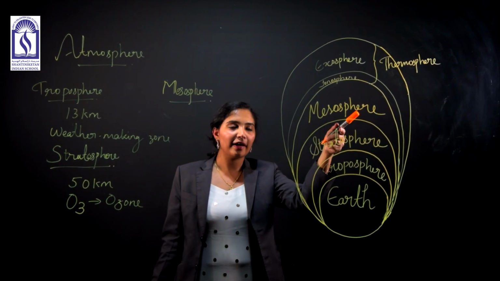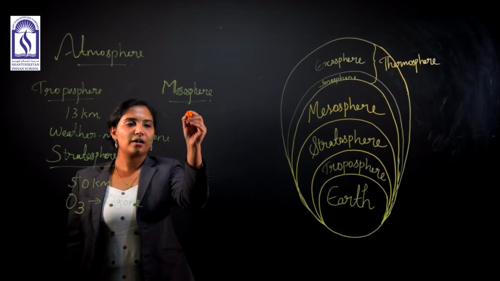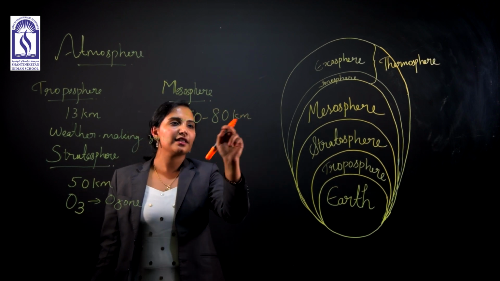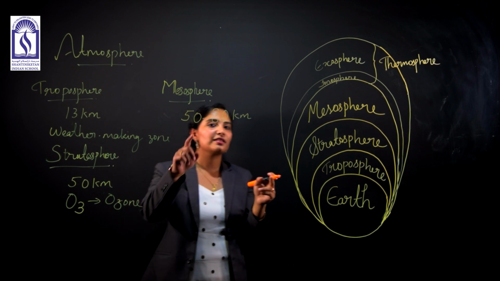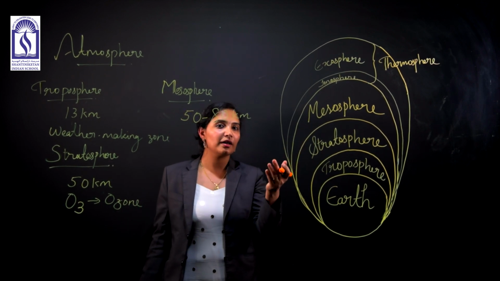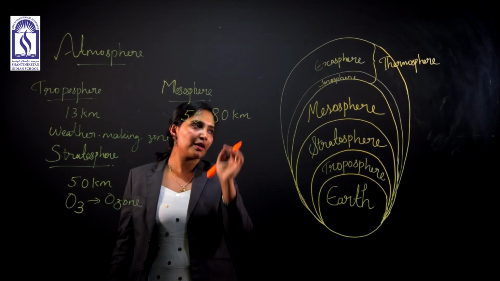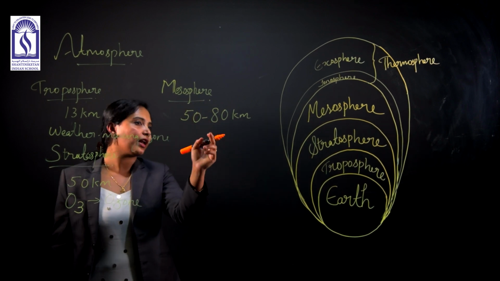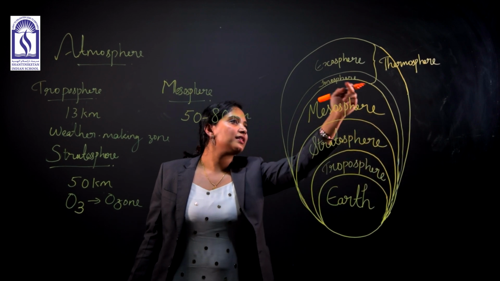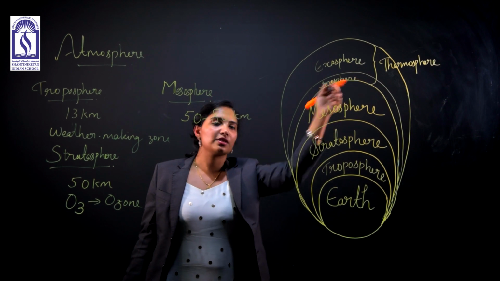Mesosphere is a layer which extends from 50 to 80 kilometers, and it is a layer in which the meteors coming from space are burned up, and do not actually come to the surface of the Earth because of the presence of mesosphere. The upper limit of mesosphere is known as mesopause. As you have already seen, this line is representing mesopause, the upper limit of mesosphere.